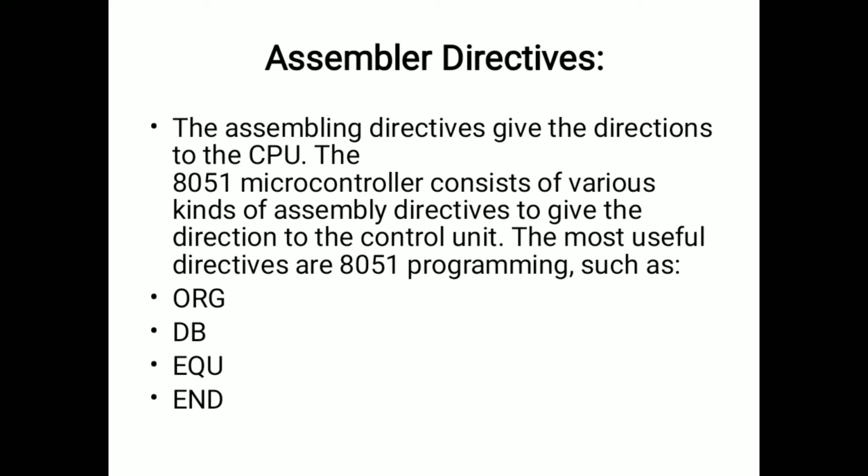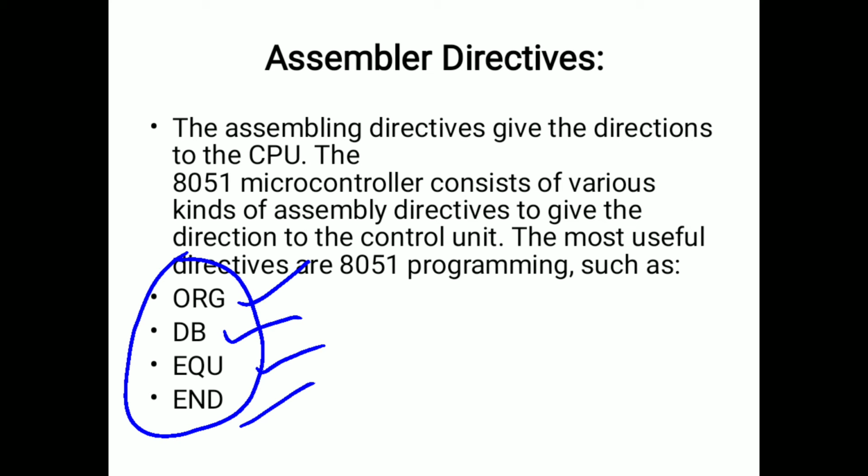So whatever instruction we write, accordingly the CPU will execute those instructions. These are basically assembler directives that direct the CPU how the program is to be executed. The main directives that we use are, first, ORG, that indicates the origin or start of the program. Then DB, which means define byte, EQU and END. These are assembler directives that are used for writing assembly language programs.